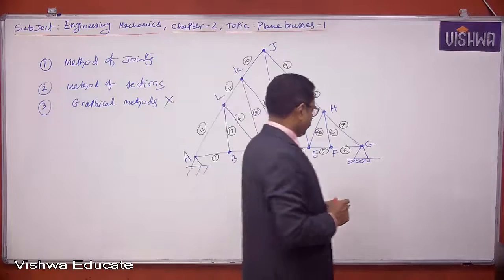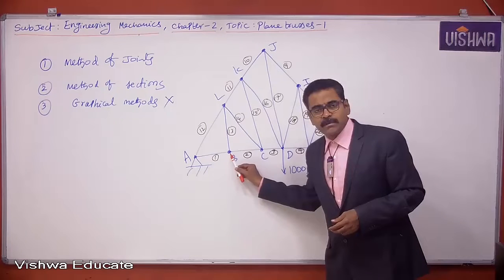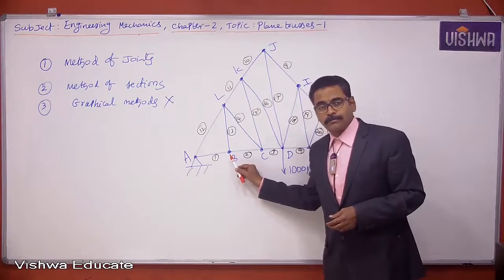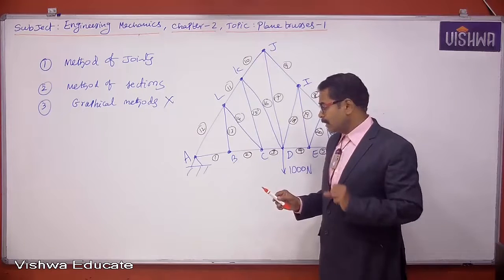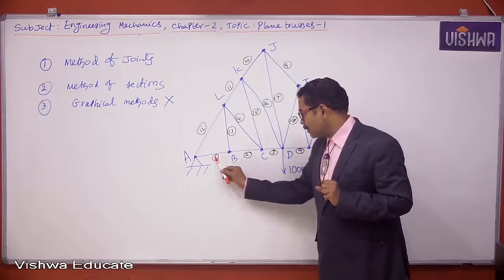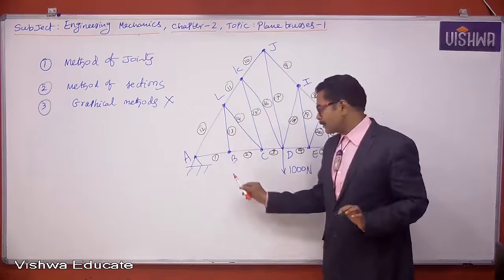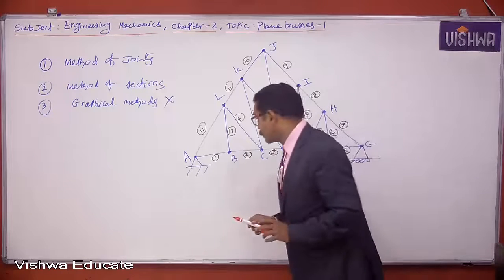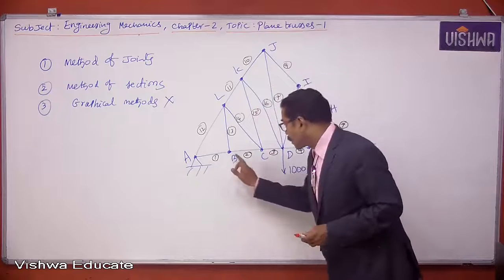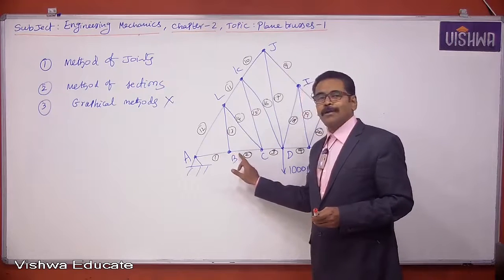Observe joint B. At joint B, 3 members are joined without external load. At joint B, no external load is acting. Only 3 members are connected: member 1, member 2, member 13. Out of these 3 members, 1 and 2 are collinear.